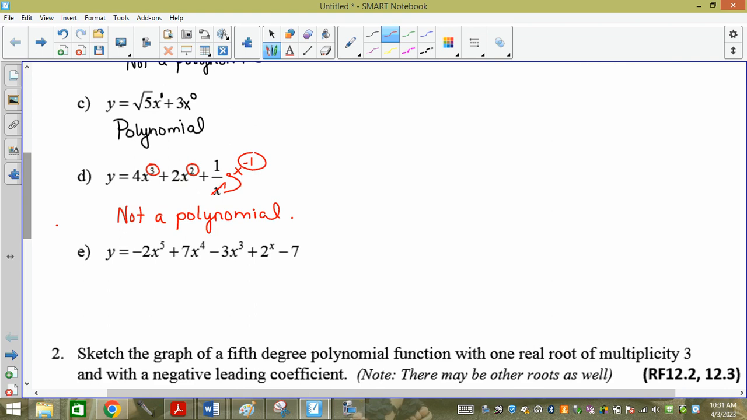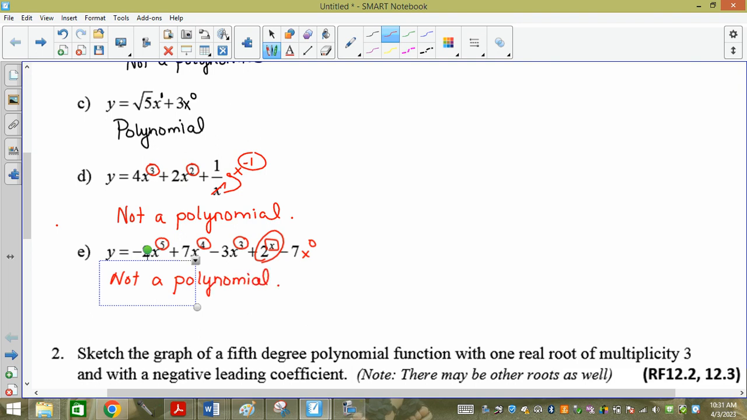What about E? 5, 4, 3, x, and then this is x to the 0. Are all those? What about the x? Is x a whole number or is it an x? It's an x, right? It's an exponential. We're going to learn about this. This is an exponential. So this kicks it out. It's not a polynomial. Your exponents need to be whole numbers. Can't be variables, can't be negatives.